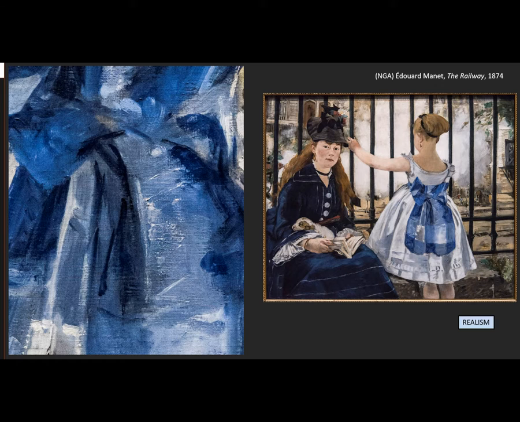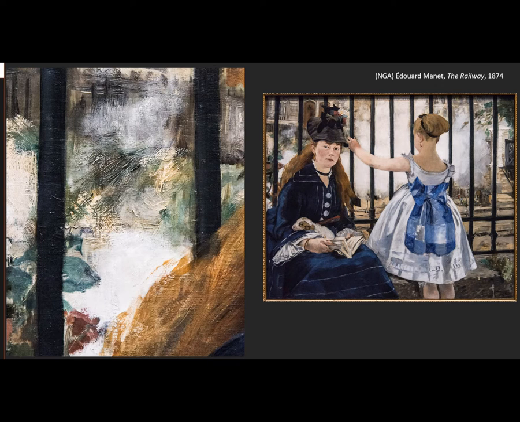Manet's paint is, let's see if this is going to work or not. I'm trying to use, there we go.